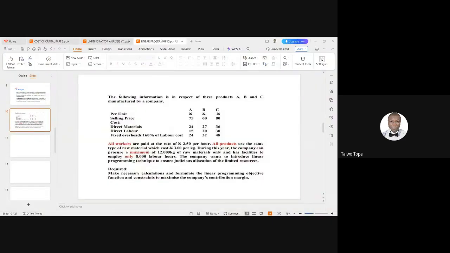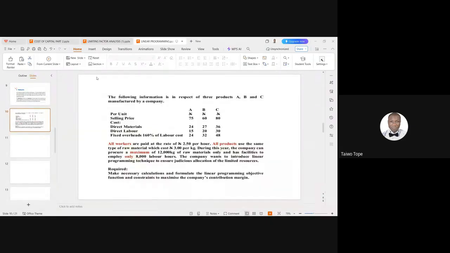So to solve this question now, based on the steps we highlighted, what is the first thing we have to do? Identify the objective function. Very fine. So for you to identify the objective function, what will you do? You determine the contribution. For you to identify the objective function, you first of all determine the contribution.